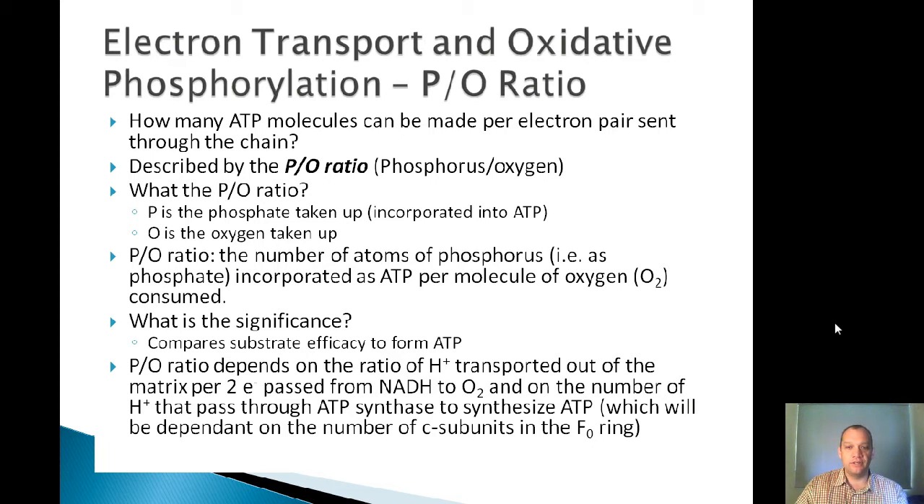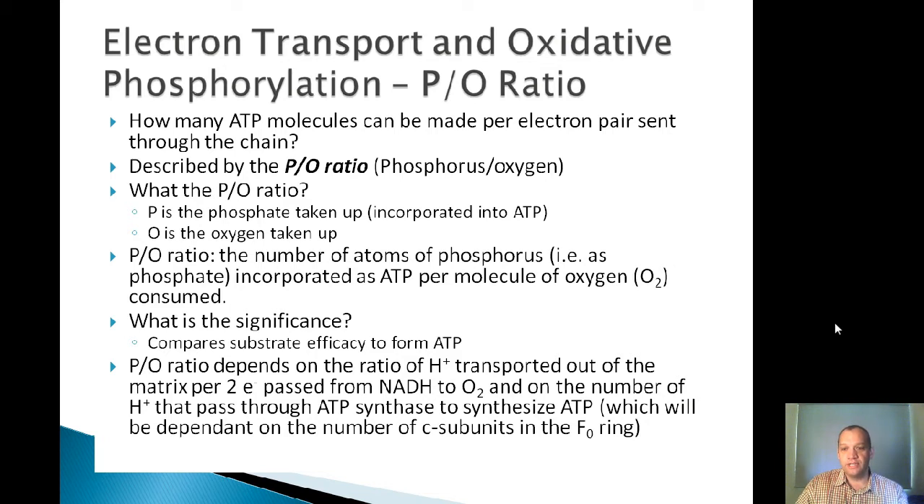However many of those C subunits there are, that is the number of protons needed for one complete rotation. So if it's a C8 F0 ring, then we need 8 protons for one complete rotation. If it's a C15 ring, we need 15 protons for one complete rotation. The significance of that is that one complete rotation allows the 3 beta subunits of ATP synthase to step through the 3 different conformational states, which allows 3 ATPs to be produced during that time.